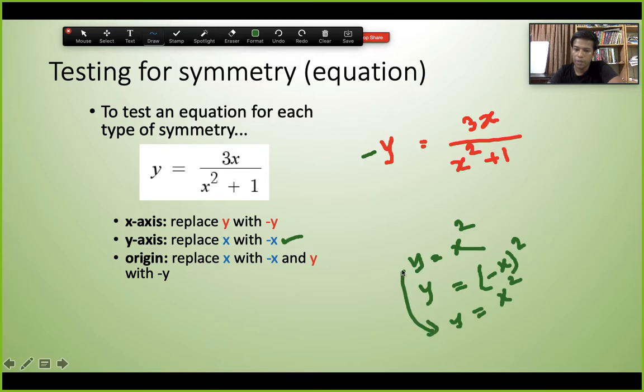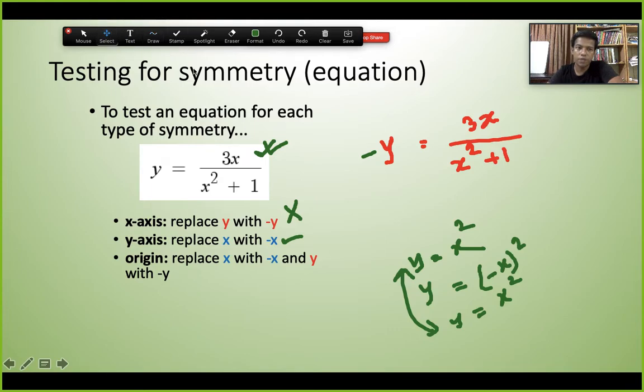after the replacement, the equation and the actual equation are the same. That means this equation, y equals x squared, actually has y-axis symmetry, because after this replacement our equation is still the same. So this is what we mean by the equation being the same or not. Here in this case, after this replacement the equation is not the same, there is a minus here. That's why this given equation does not have x-axis symmetry.